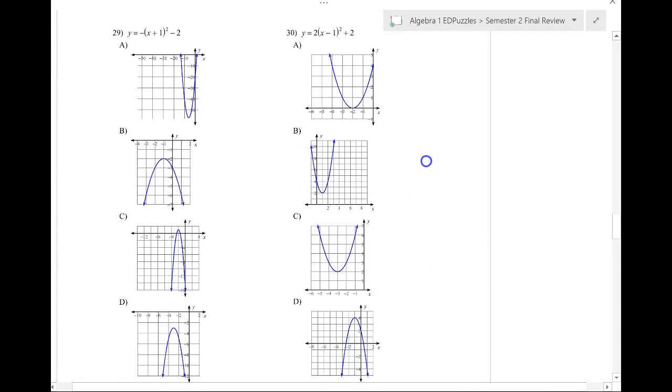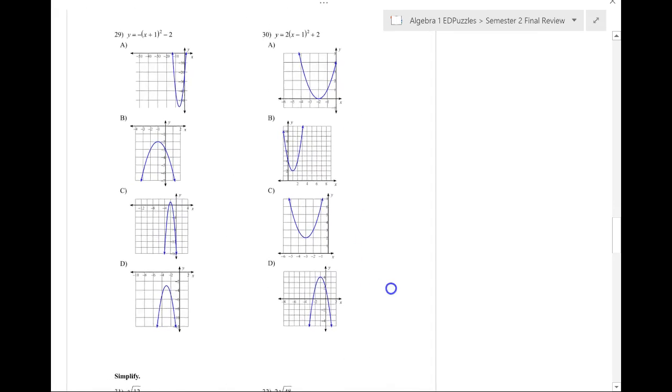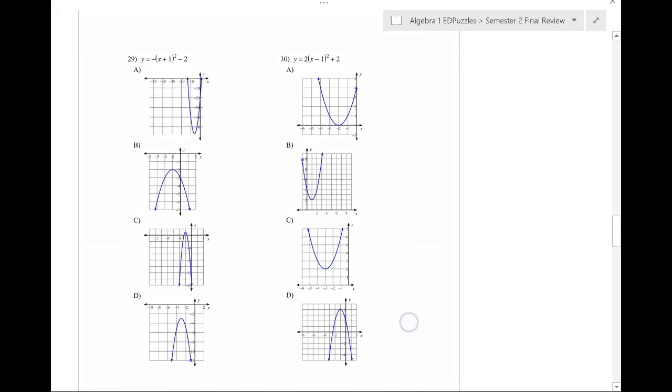Okay, so now this last one, or last page I should say. Now in our number 29, we have to figure out again which one of these graphs is that equation. Well, first I know it's going down because of the negative in the front, so that means it can't be this one. This one's going up. And then also I know the vertex because this is vertex form and it's -1.